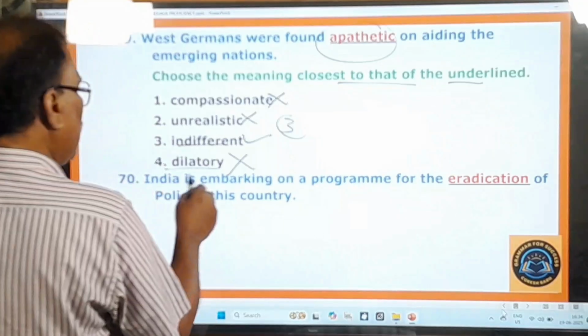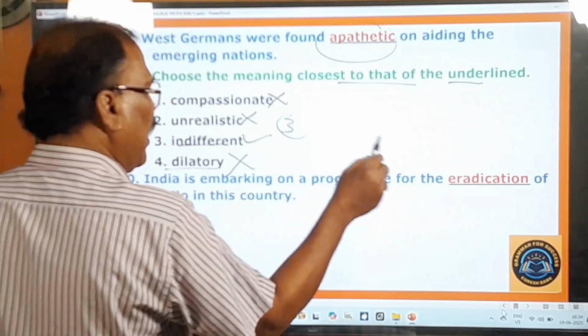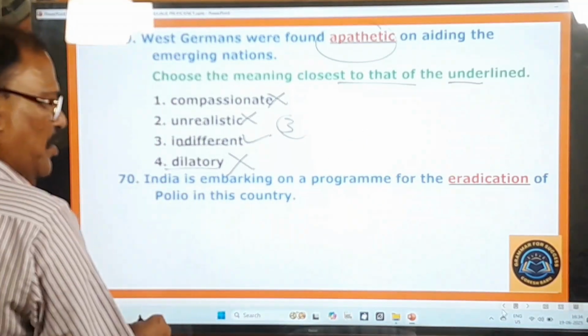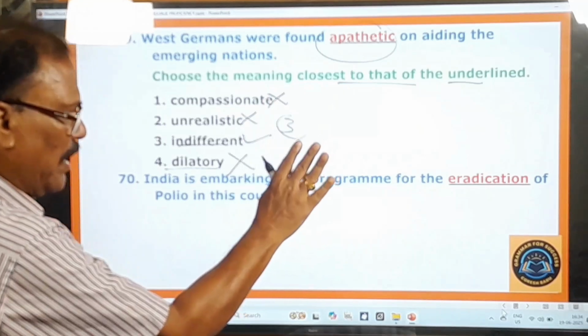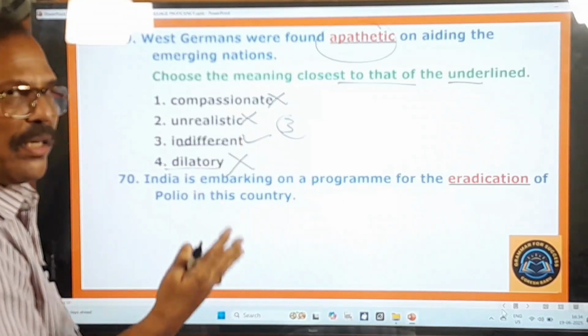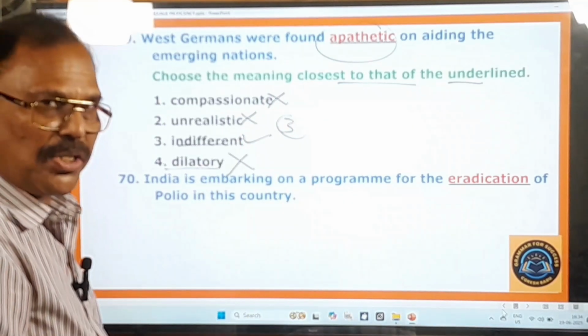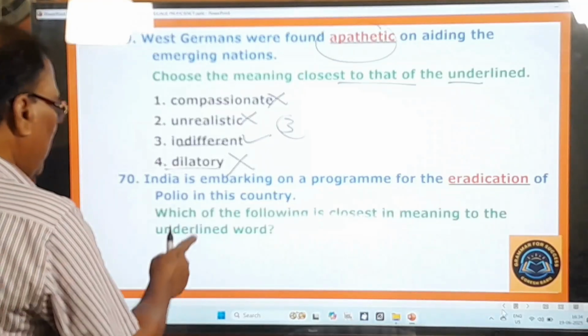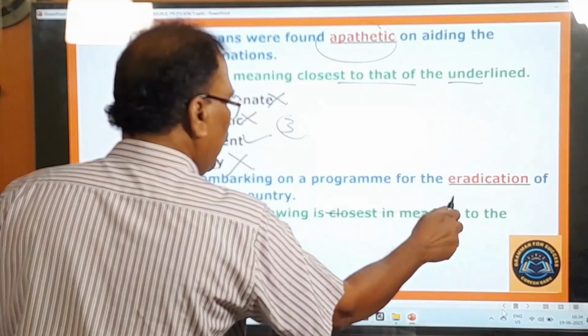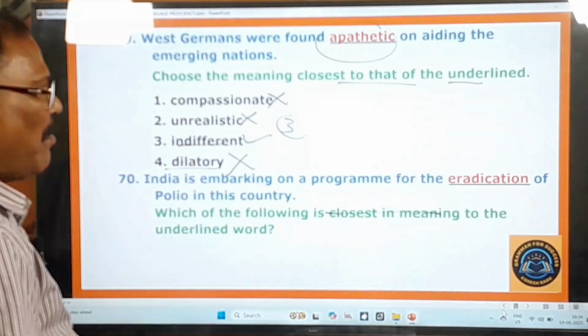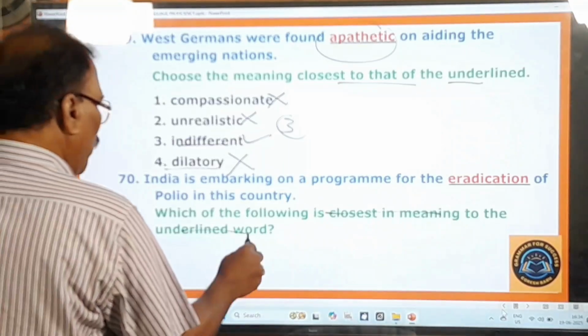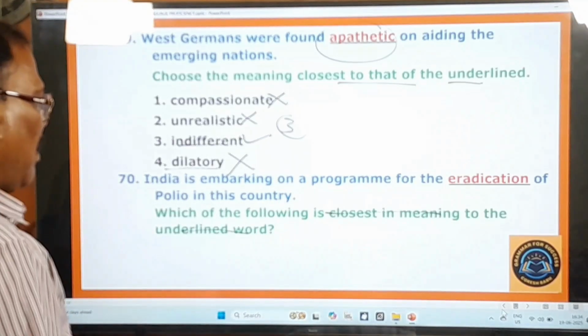70th one. India is embarking on a program for the eradication of polio in this country. So eradication is underlined, and let us see what the examiner is going to ask you. Okay, and here you pay attention. Which of the following is closest in meaning? Again, he is asking you for the meaning of that word to the underlined word. What is the meaning of that underlined word means?